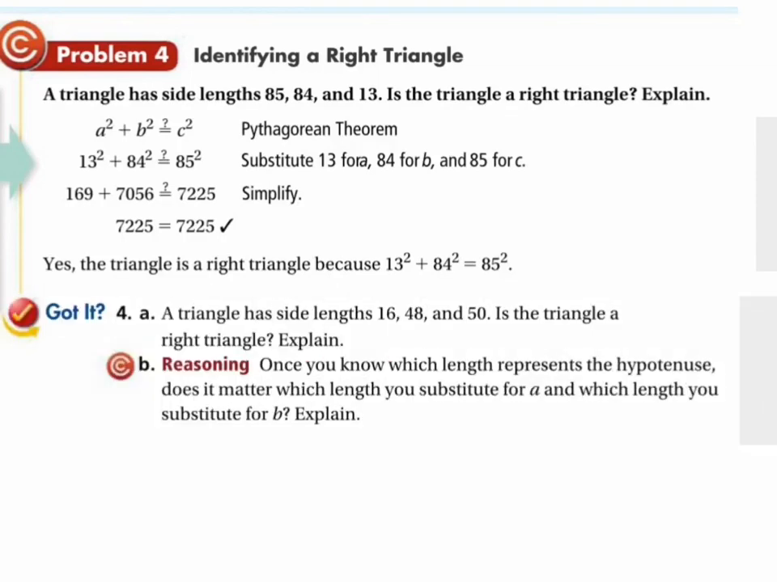Okay, here's the question. A triangle has side lengths of 16, 48, and 50. Is the triangle a right triangle? Explain. Also, once you know which length represents the hypotenuse, it's of course going to be the longest one. Does it matter which ones you substitute for A, and which for B? Explain. So pause the video now, try and answer both of these questions, come back and check your answer.